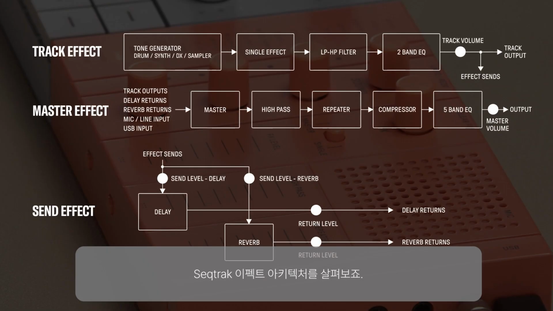Let's explore the effect architecture of Seqtrak. There are 3 types of effects in Seqtrak: track effects, master effects, and send effects. Track effects are applied to individual tracks. Master effects are applied to the entire project's master output, and send effects are applied to a return track, which can be mixed with the original signal.